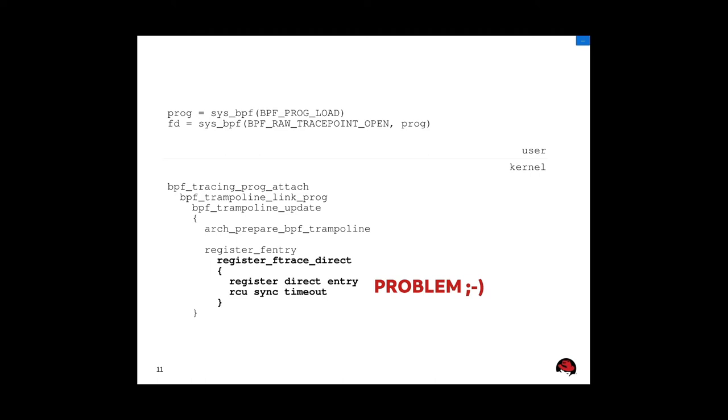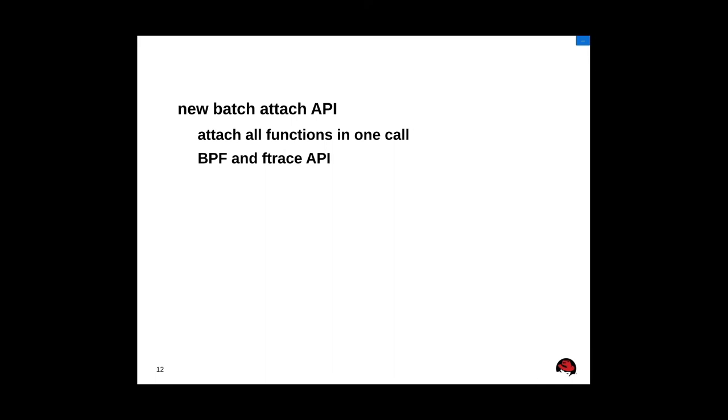It might be possible, but still there would be some. So we decided that the way is to add a new batch API that would actually make the attachment for multiple functions in one syscall. So how does it actually look?